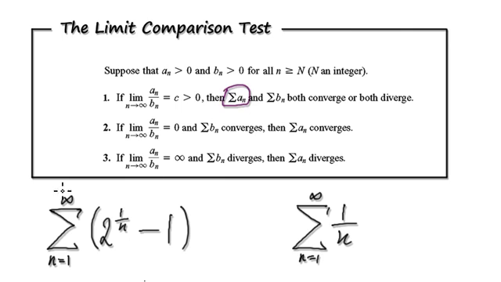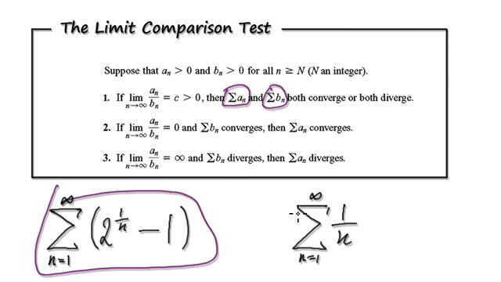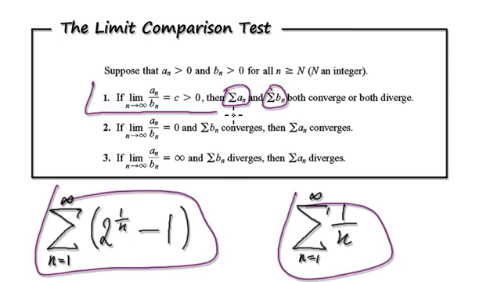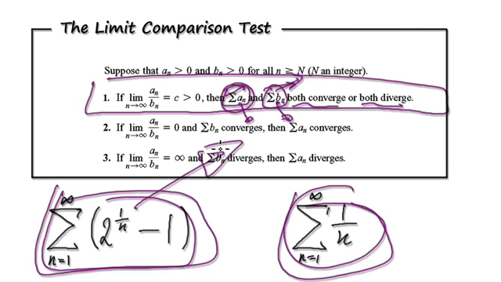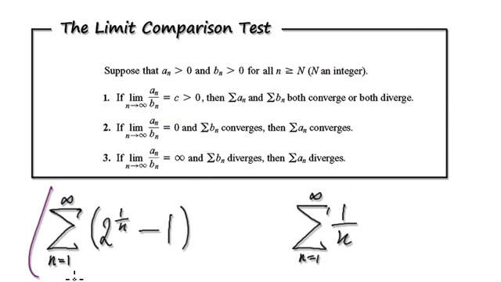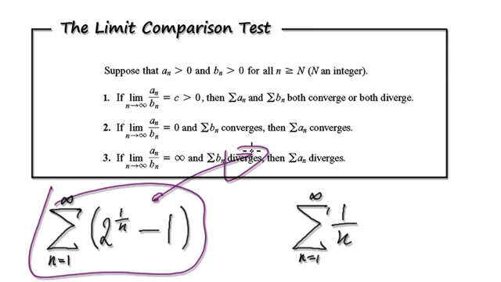So hang on. This is our an here. This is our bn here. Well, this scenario here is saying that they both converge or both diverge. So they both converge or they both diverge. Well, this series here diverges. Therefore, an here must also diverge. So therefore, our series here diverges.